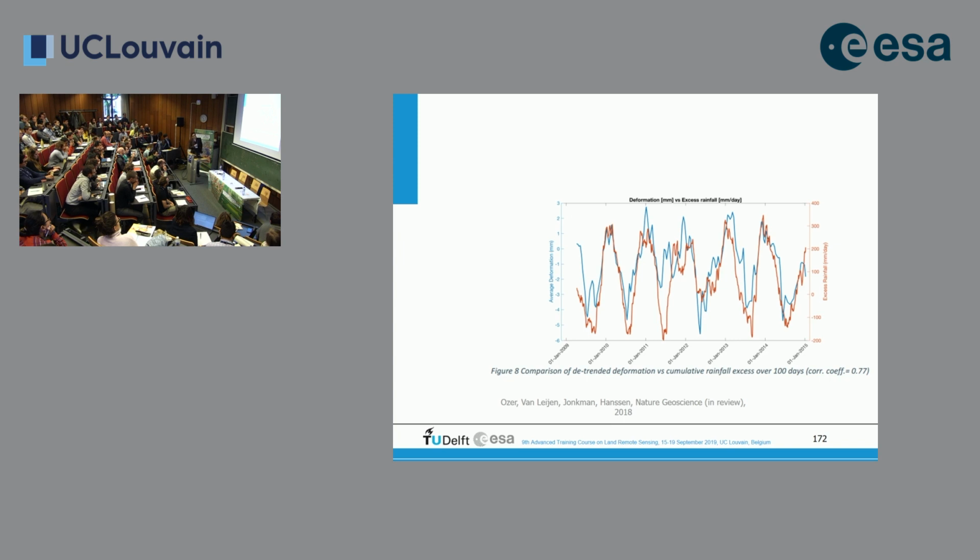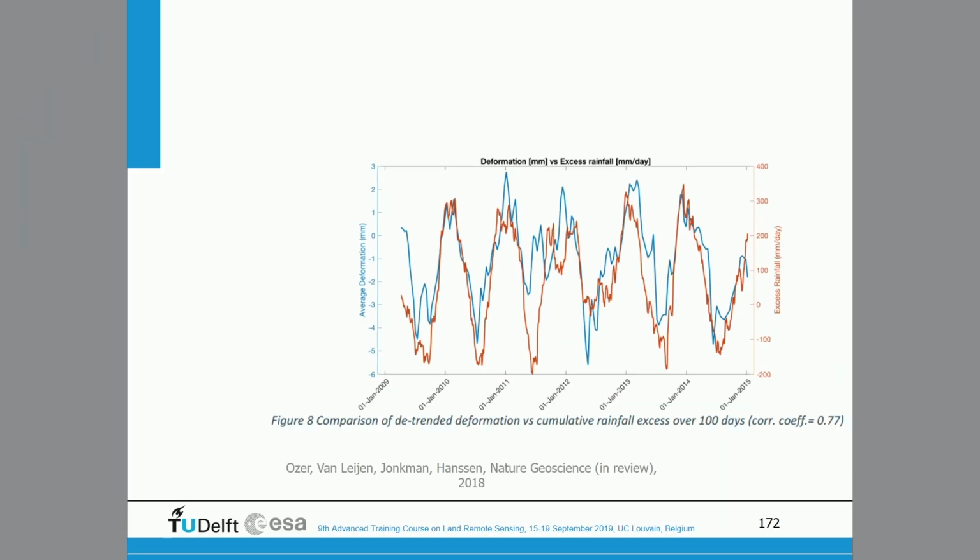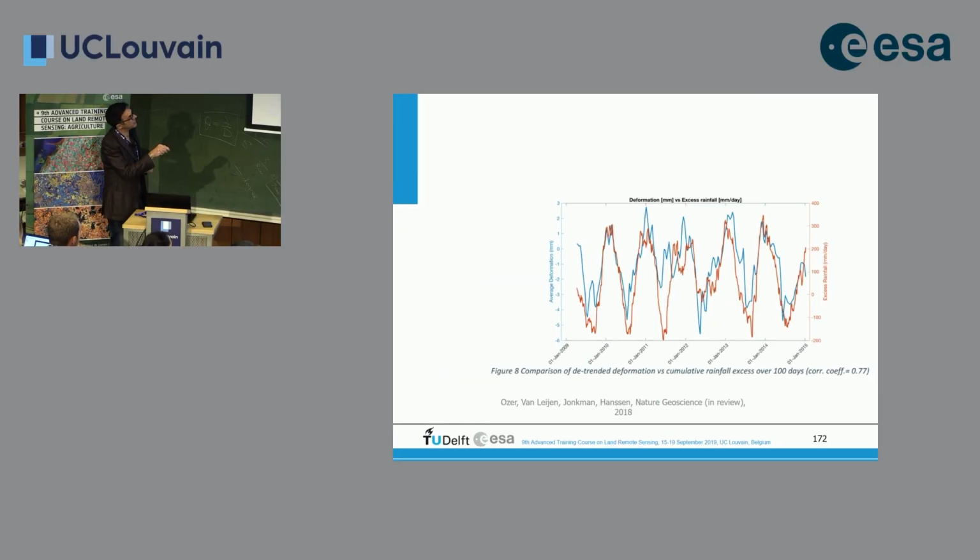This graph has time on the horizontal axis, and on the vertical axis in blue the average deformation. The blue line tells me that from 2009, 2010, these are the seasons, right? Seasons going up and down. So you see that this dike goes from -5 to, let's say, +2, +3. So let's say 8 millimeters up and down every year.